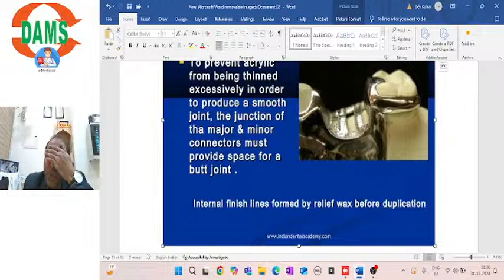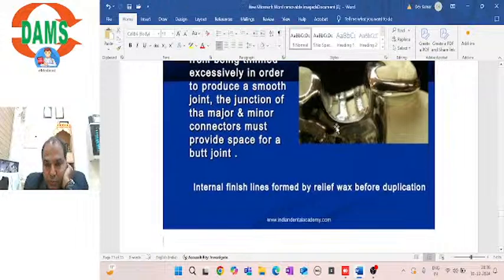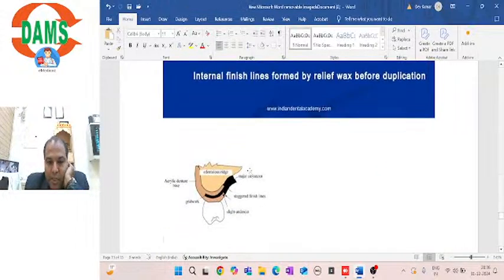This comes one or two times in AIIMS. Okay, so the internal finish line is formed by the relief that you give on the ridges, so that you get acrylic below the framework. Just see this one, this is the metal framework. On the top it is acute, and on the bottom it will be 90 degrees, right?